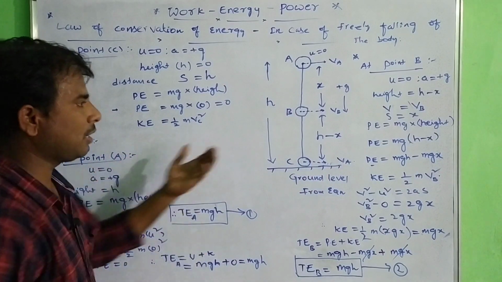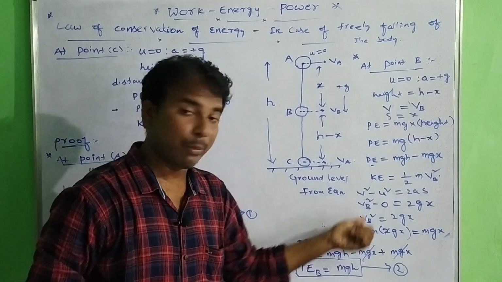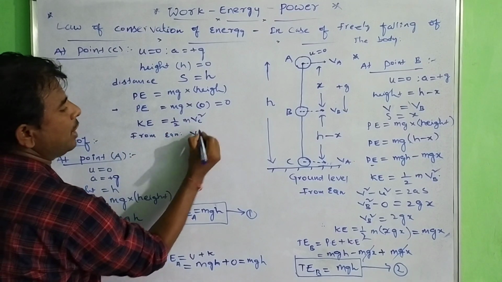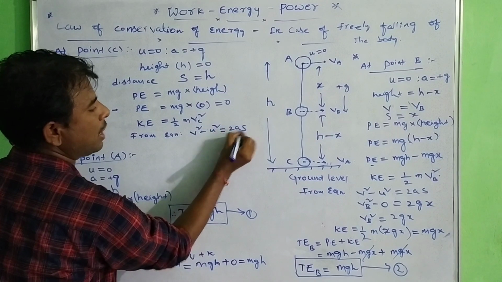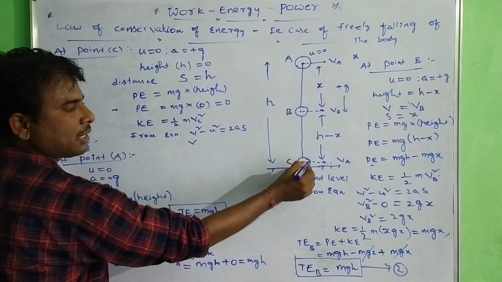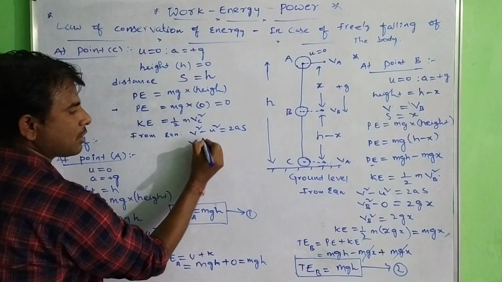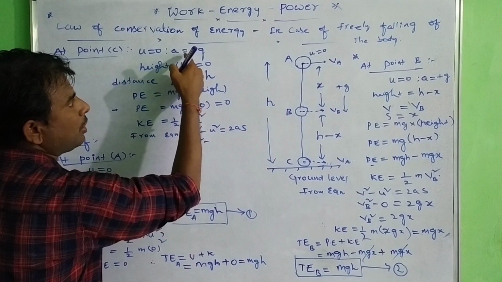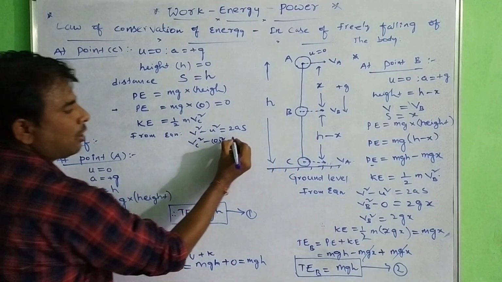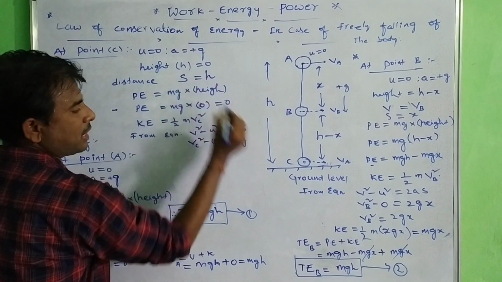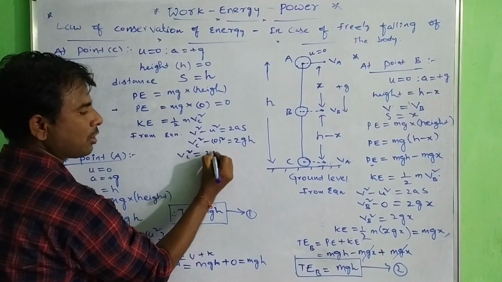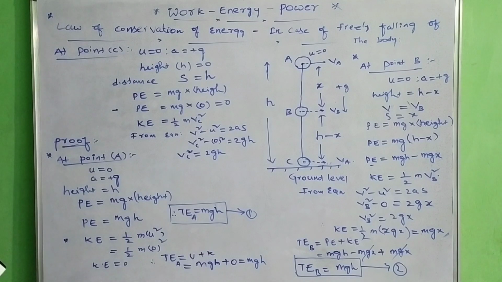Calculating in a similar way as for point B, from the equation v square minus u square equals 2as, where v is the velocity at point C: vc square minus u square, and u is 0 since in free fall the initial velocity is 0. Here a is plus g and s is the distance h, so vc square equals 2gh.